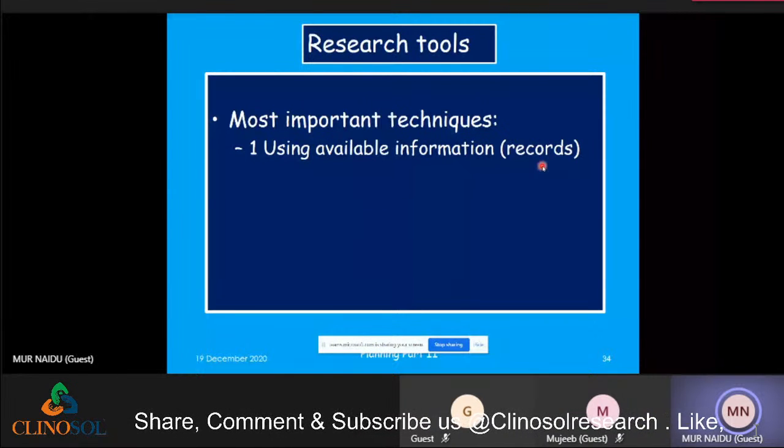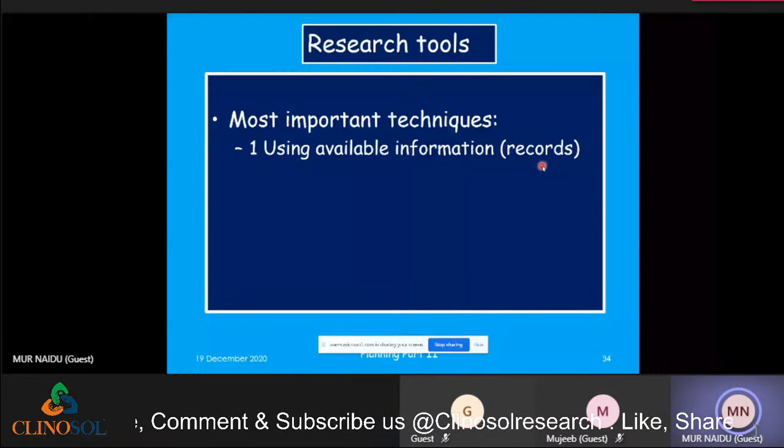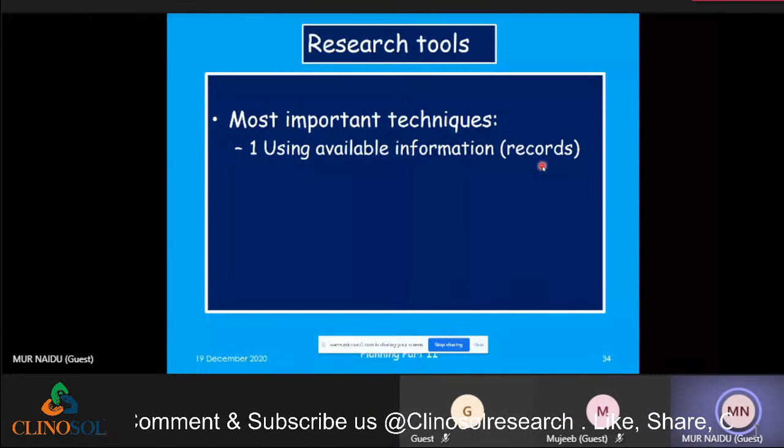Observation checklist. Always prepare an observation checklist when you are doing a study to detect a particular thing.